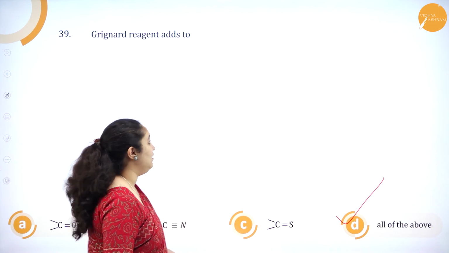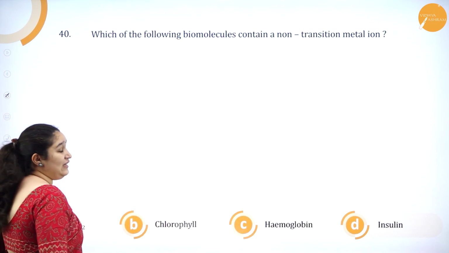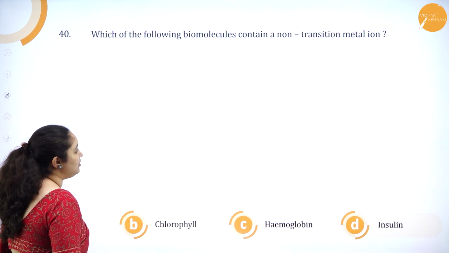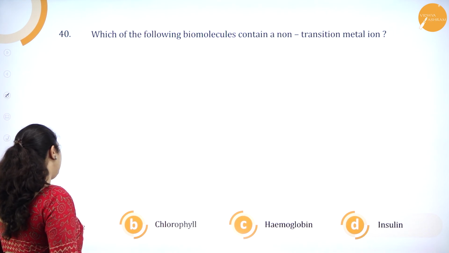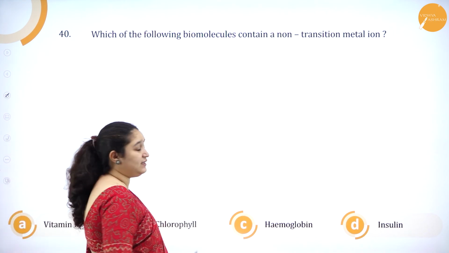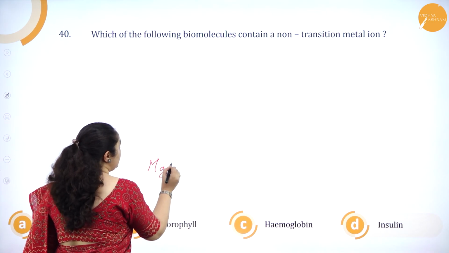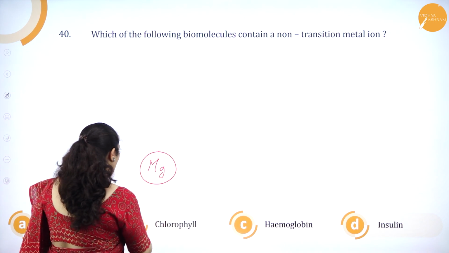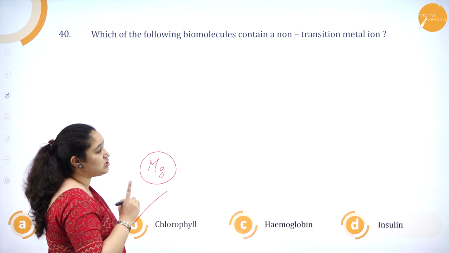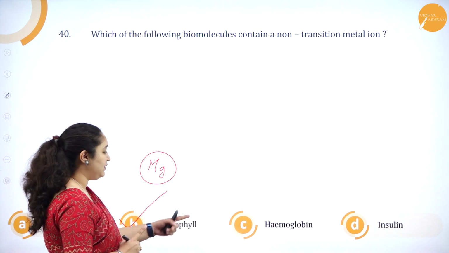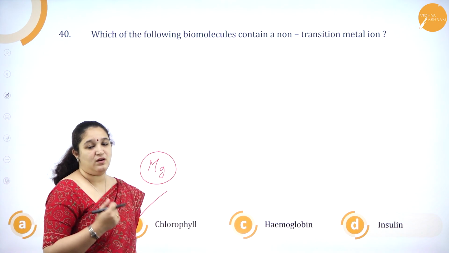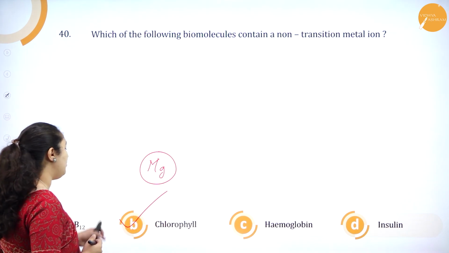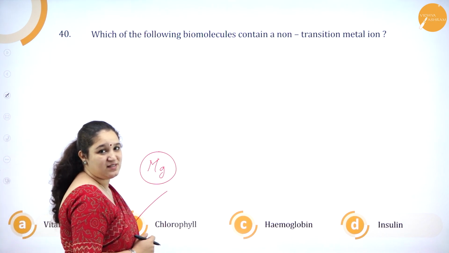Okay. Next question, and the last question again. Which of the following biomolecules contain a non-transition metal ion? Vitamin B12 contains cobalt, chlorophyll contains magnesium, and magnesium is an alkaline earth metal. It is not a transition metal. So option B is the correct answer. It contains a non-transition metal ion, chlorophyll. Hemoglobin, we know it is iron, and insulin contains sulfur, which is a non-metal. Okay, so obviously option B is the correct answer.